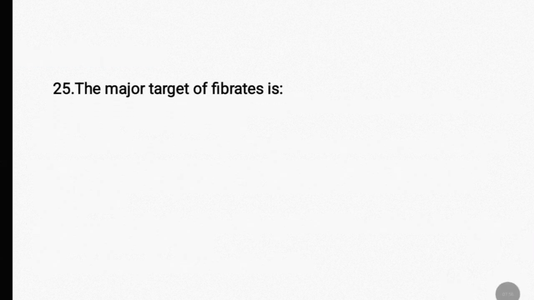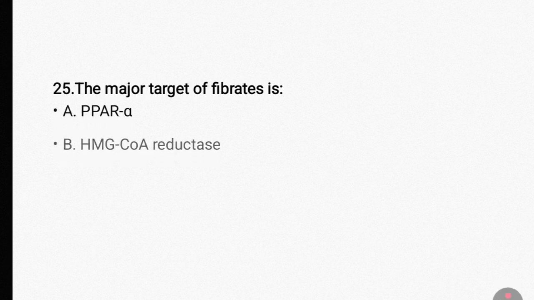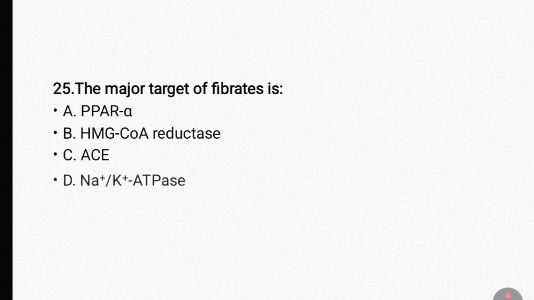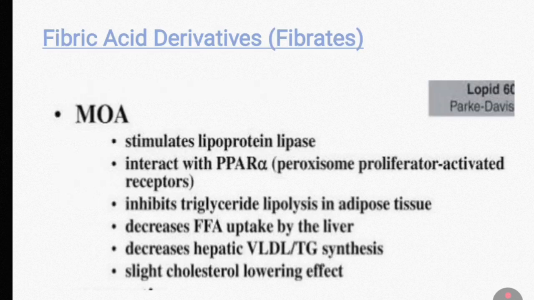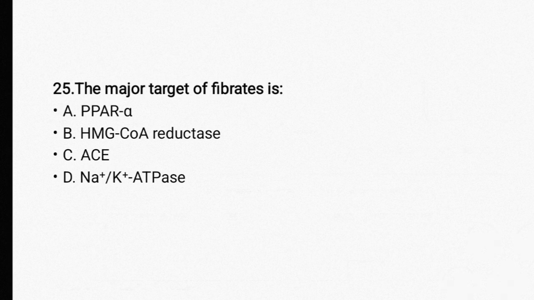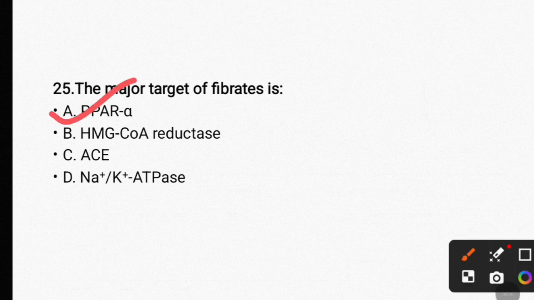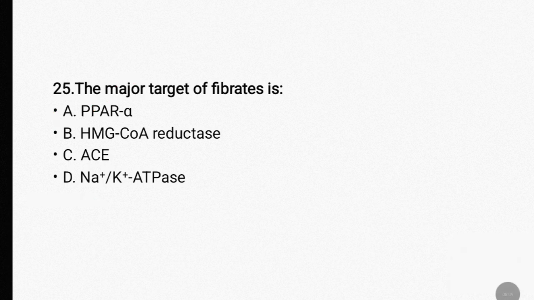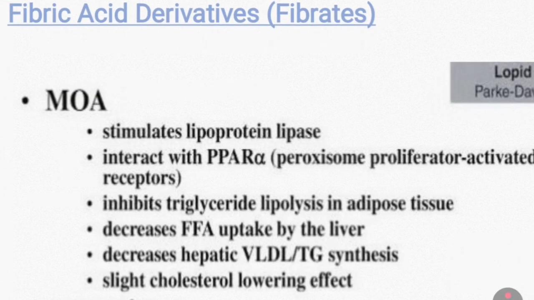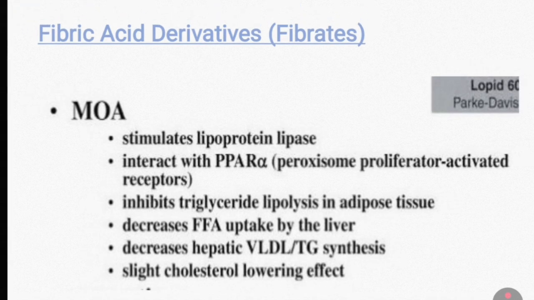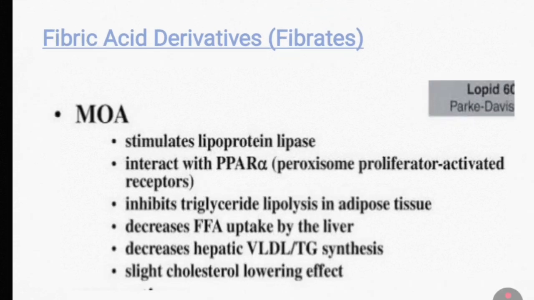And this is the last question of this video. The major target of the fibrate is PPAR alpha, HMG-CoA reductase, ACE, or sodium potassium ATPase. So here PPAR alpha is the right answer. Fibrate drugs target PPAR alpha, and the full form of PPAR is peroxisome proliferator activated receptor. This interacts on this receptor, and lipolysis of triglycerides occurs and decreases the free fatty acid uptake by the liver and acts as an antihyperlipidemic.